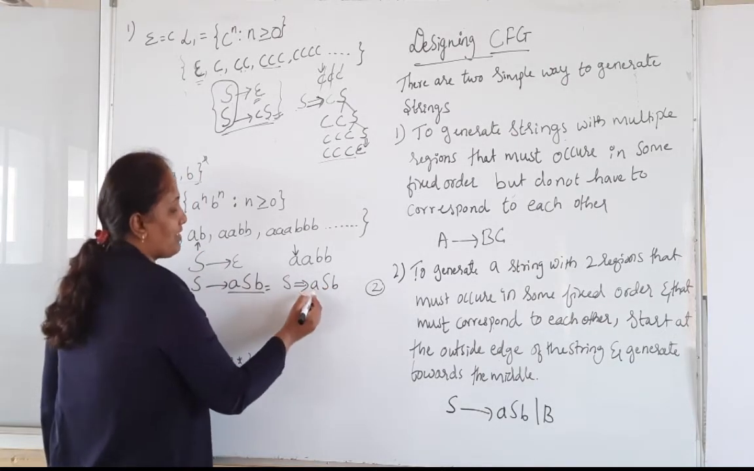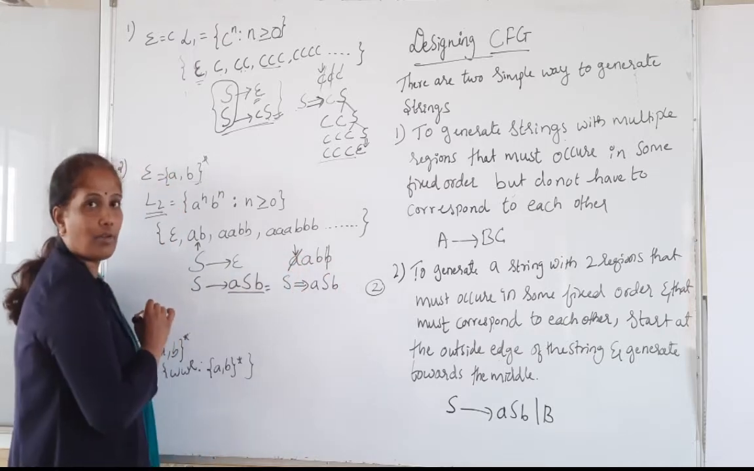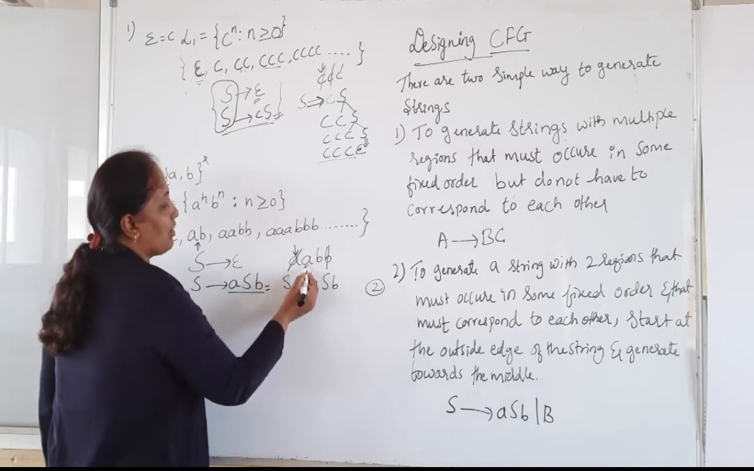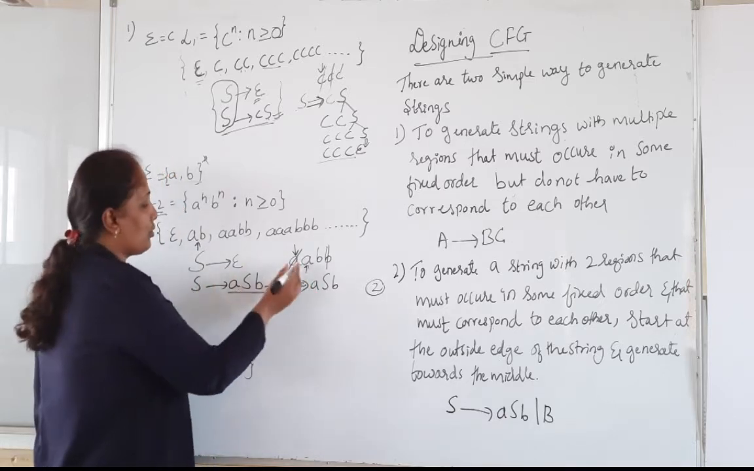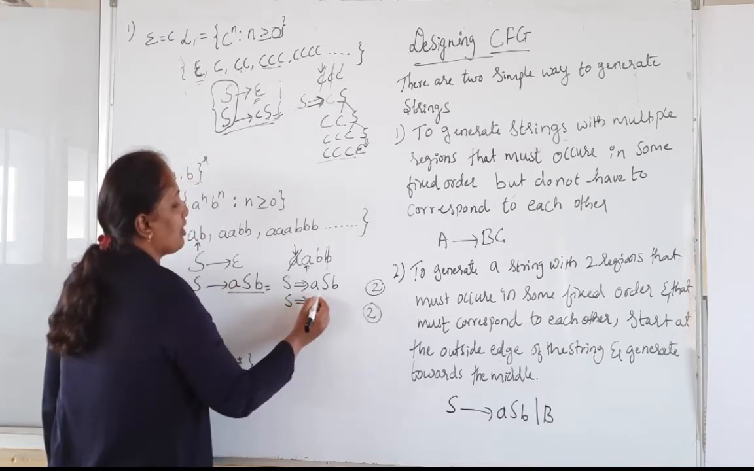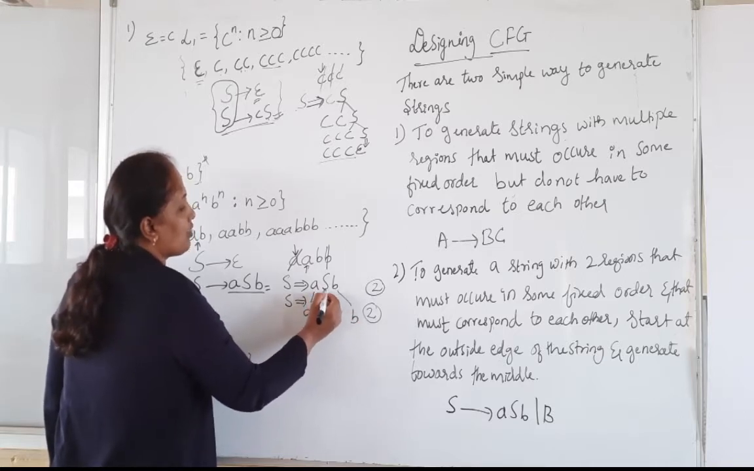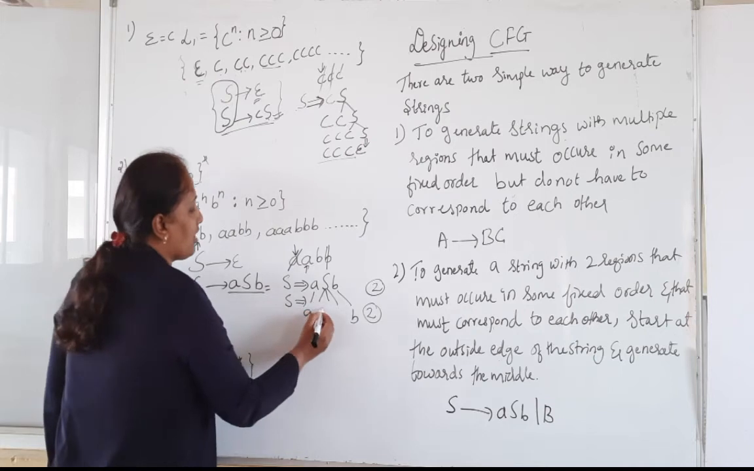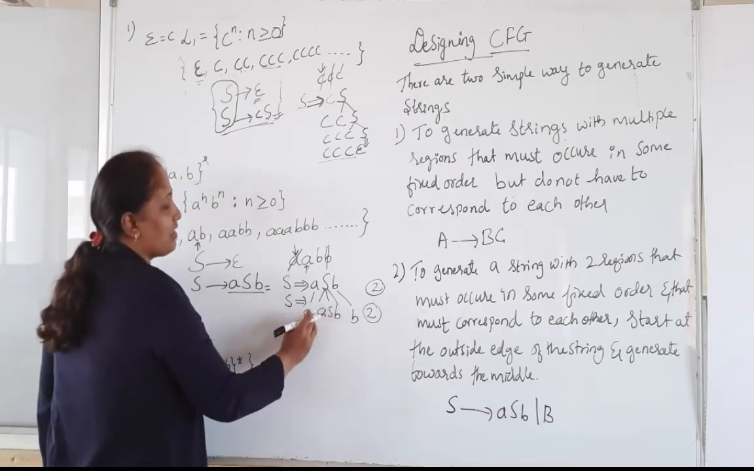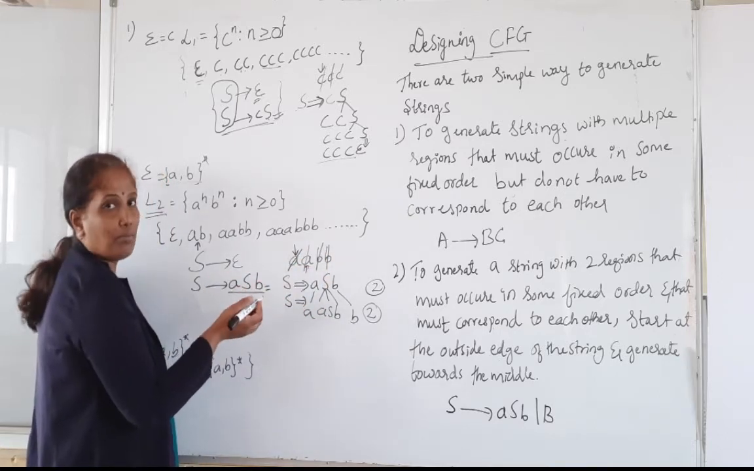Once I derive S as ASB, I have accepted one A and one B from the string. What is the next step? There is one more A I must read. So to read that, again I will use the second rule and substitute. This A I will write as it is, this B I will write as it is. So this S is derived as ASB according to the second rule. If I derive S as ASB, I am able to accept the next pair of A and B.